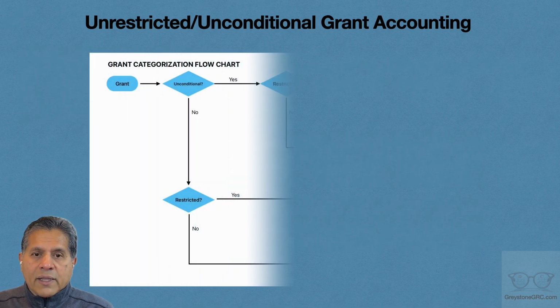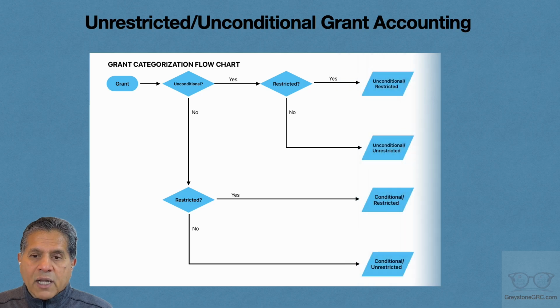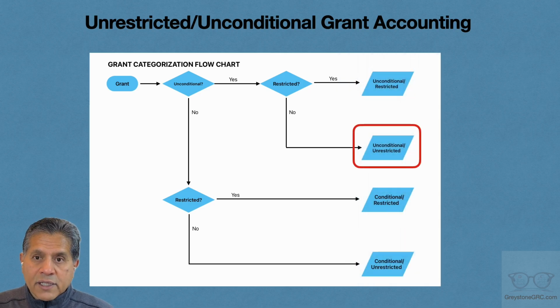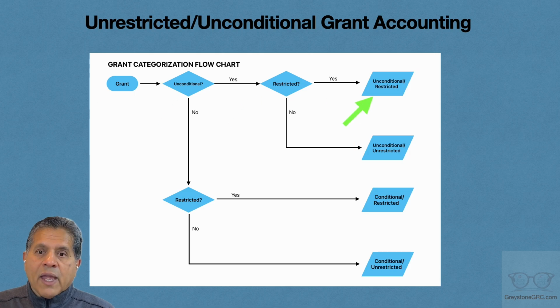So looking at that flow, every grant needs to be classified into one of these four buckets. In this video, we covered unconditional, unrestricted grants. In the next video, we'll cover unconditional and restricted grants. And after that, we'll address conditionals, both unrestricted and restricted.